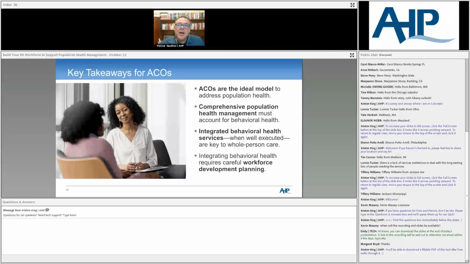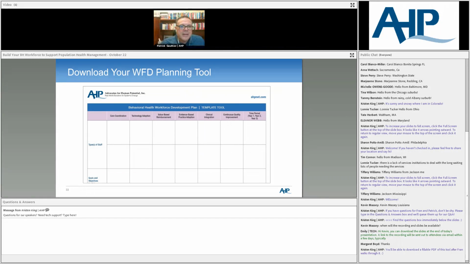But in order to pull this off in an ACO construct or context or any other integrated delivery system, we really need a very well-designed, well-thought-through workforce development plan to get us there. These things are inextricably linked in my mind. So that's the punchline. Kristen, I know we've got some questions, so I want to get back to you as quickly as we can.